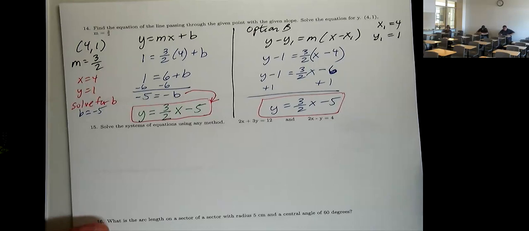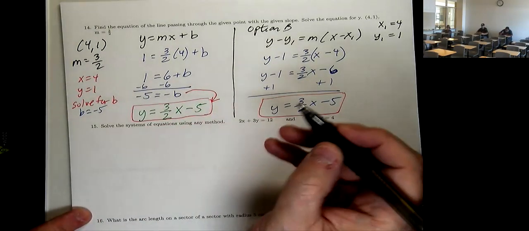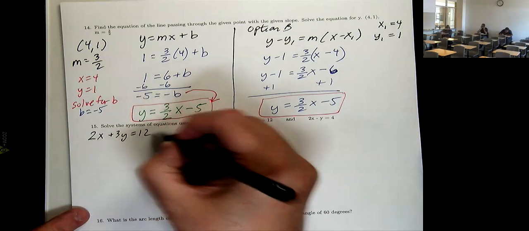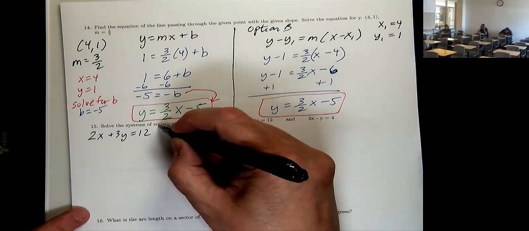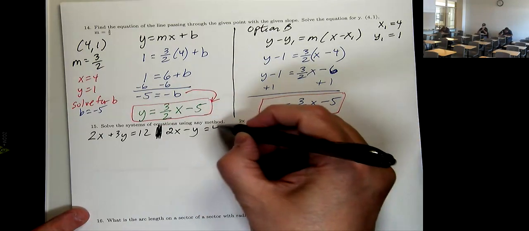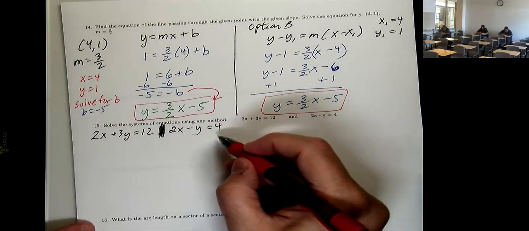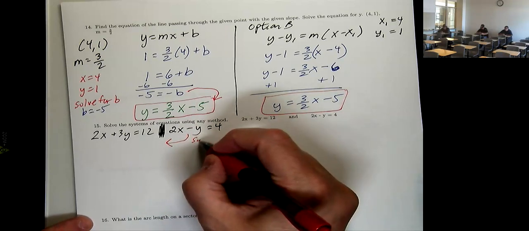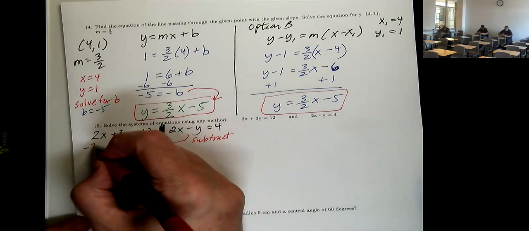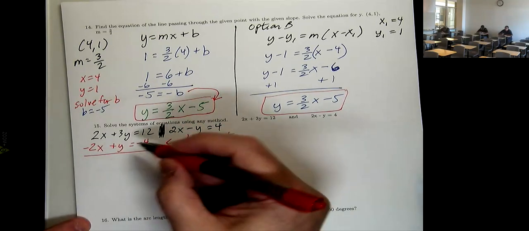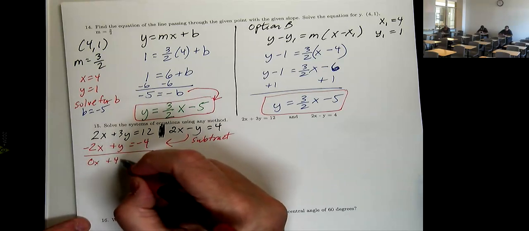All right, the next one says solve the system of equations by any means, using any methods. I have 2x + 3y = 12 and 2x - y = 4. I think the easiest way to do this one is to subtract this, which changes all the signs. This would be -2x + y = -4, so that when you add them up, you have 0x + 4y = 8.